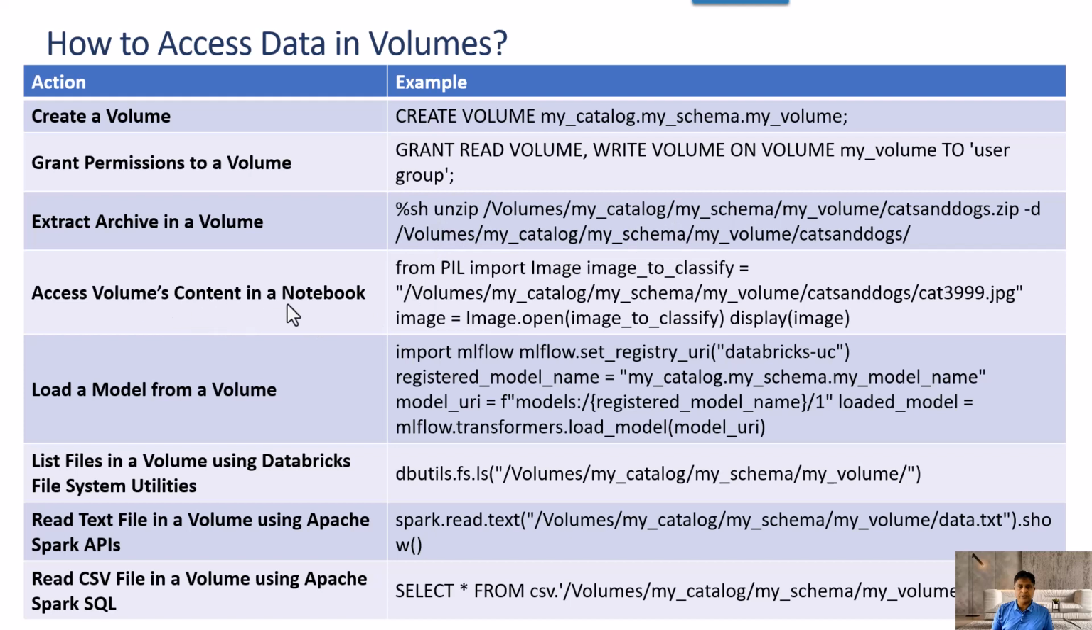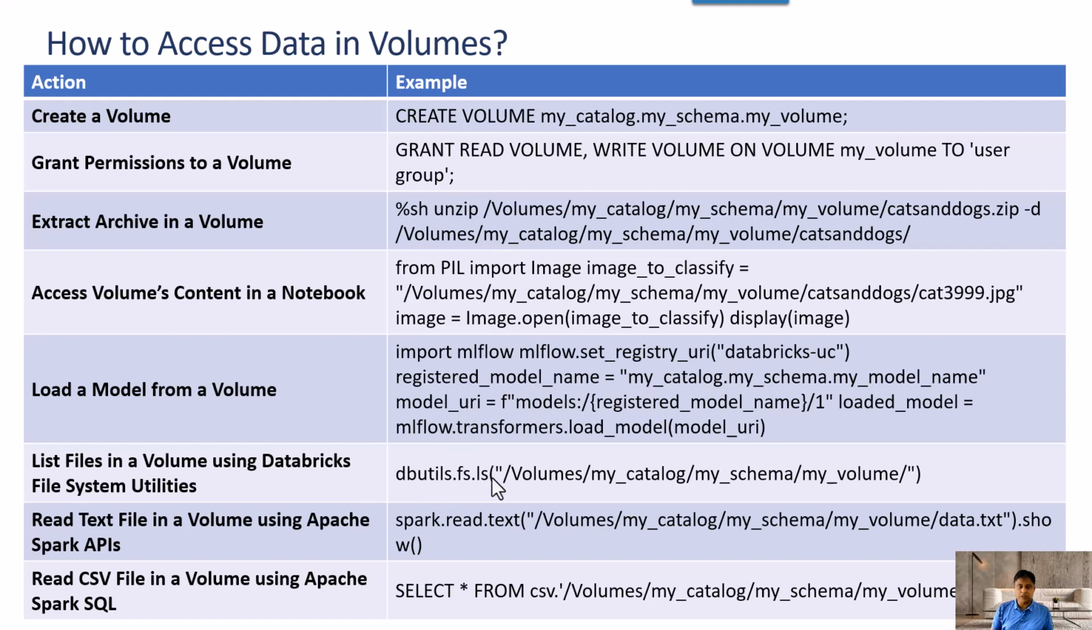You can also access a volume's content in a notebook with the help of this example. Like this one, you are importing and classifying a particular JPG file. You can load a model from the volume. So suppose this is your model registry, and there your model is stored in the volume, and you can just use this model with the model URI, as in uniform resource identifier, and based on that you can access the whole model from the volume.